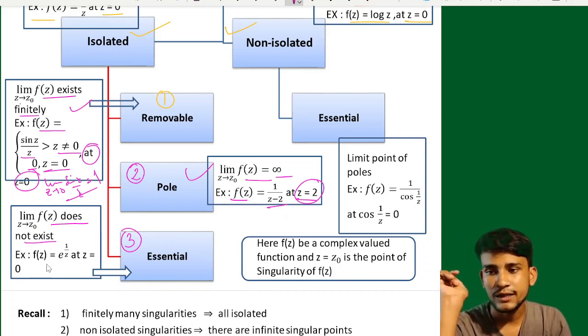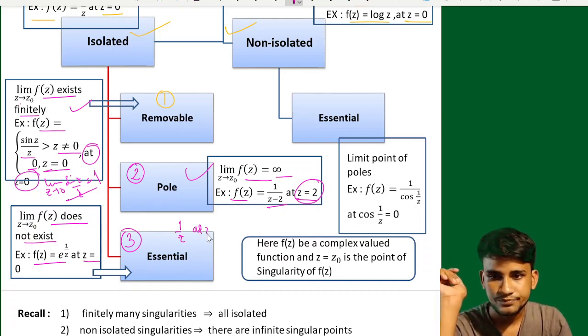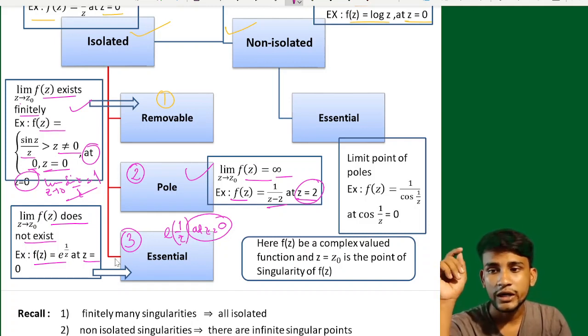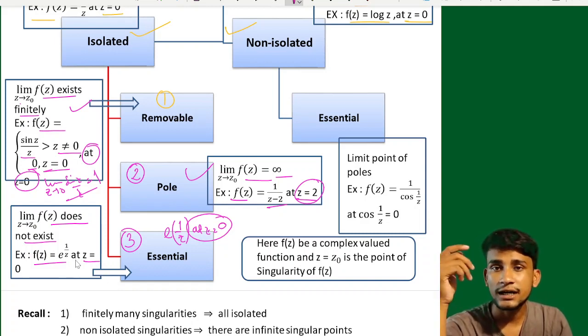For example, f(z) equal to exponential of 1 by z at z equal to 0. See, 1 by z at z equal to 0 is a pole, but when we apply the exponential function over this, then it is not a pole. We can't say that this is a pole. This type of singularity is known as an essential singularity.